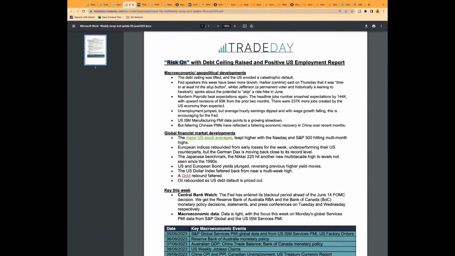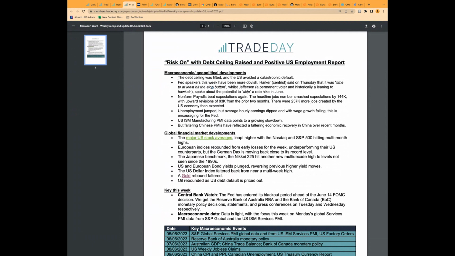So it's not that it's a more risky scenario. It's actually traders, investors taking more risk onto the table because they're more confident, and so stocks go up. Bonds usually, not always, go down, and then risk off is the opposite of that. So, debt ceiling raised, positive US employment report.